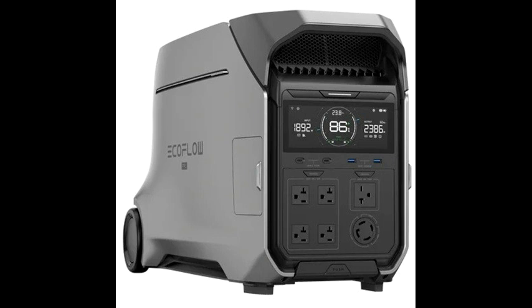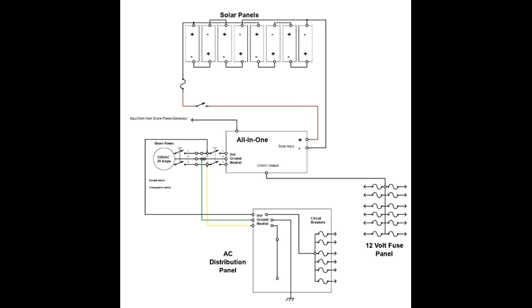An all-in-one system is as simple as it gets. With an all-in-one system, you can design your off-grid cabin, trailer, or van so that your utility panels simply plug into the all-in-one system. And I've provided you with a sample schematic.